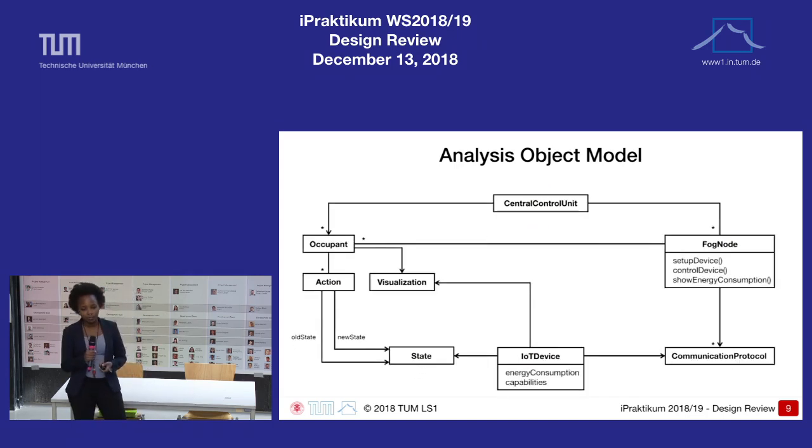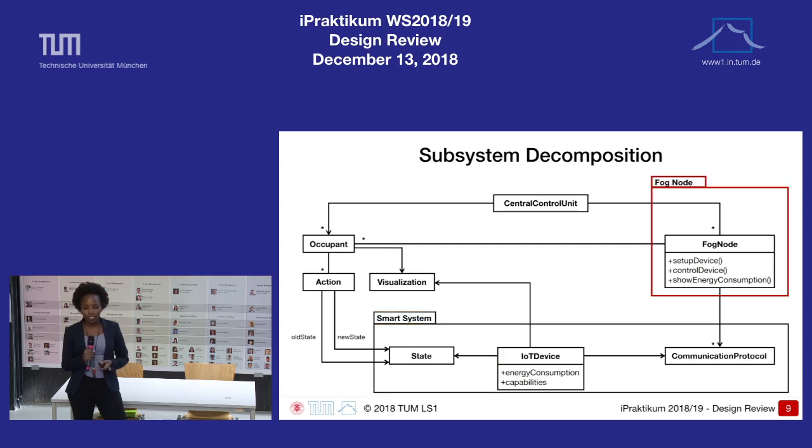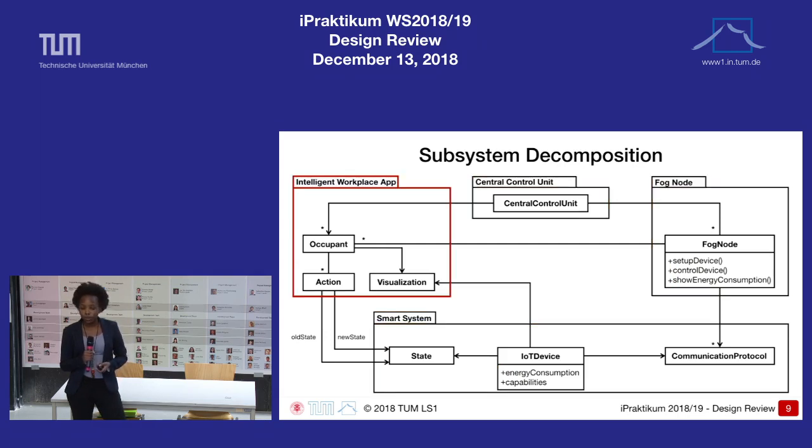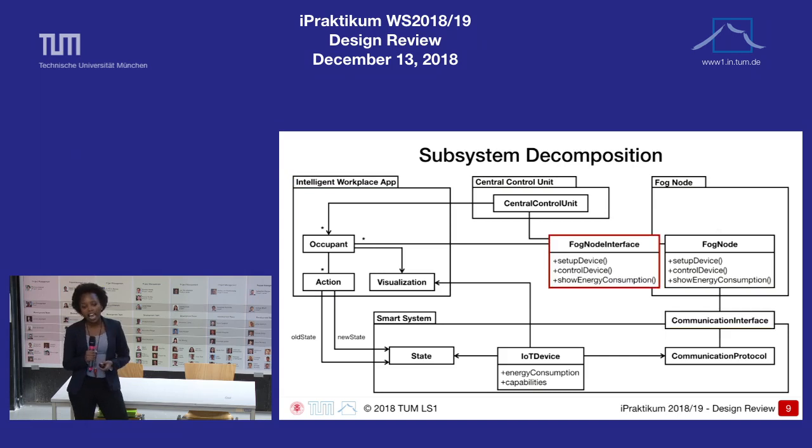technological perspective. We leave out the office environment because it can be represented by the fog nodes themselves. In order to transition to the subsystem decomposition, we first add visibilities to the publicly accessible methods. Then we identify the packages in the system. In our case, we have the smart system, fog node, central control unit, and the intelligent workplace app. These packages need to communicate with each other. This is why we introduce the communication interface and the fog node interface. The final step would be to combine classes based on their functionality, a point which my colleague David will explain to you.